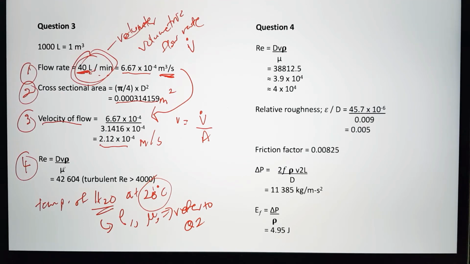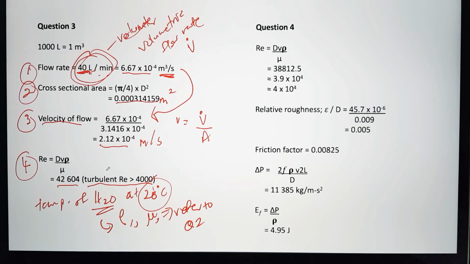Use the equation dV rho over mu. Then when you calculate the value of Reynolds number, it is 42,604. So of course this particular flow is turbulent because the Reynolds number is already greater than 4,000. Alright, now let's move on to question number 4.